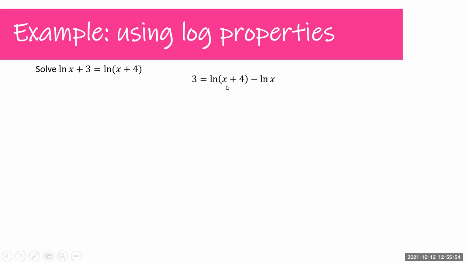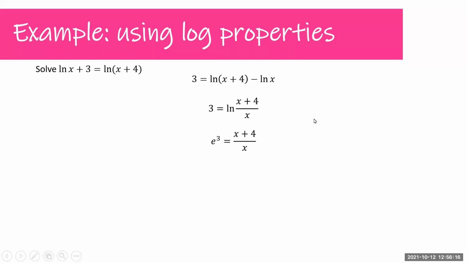Now remember, this can't be broken down any further. It has to be a product in there to make it work together. But we do see a natural log and a natural log, and they're separated by a subtraction. So we know that can actually be simplified to the natural log of x plus 4 over x, because it's the quotient property.